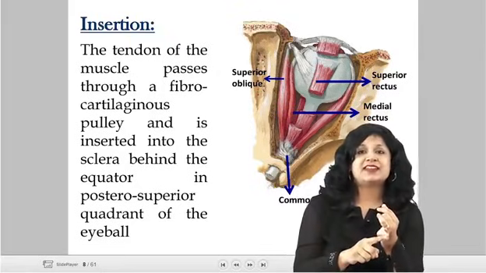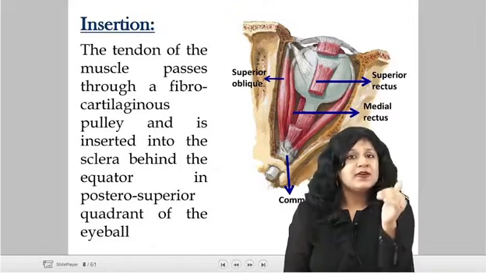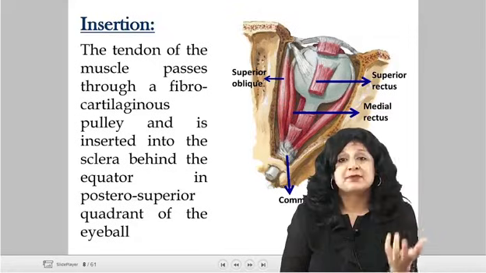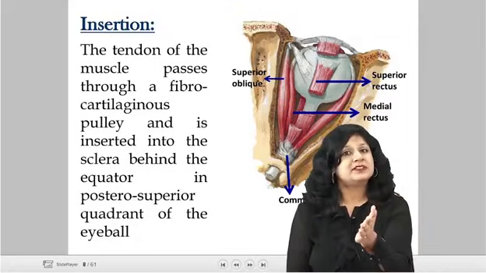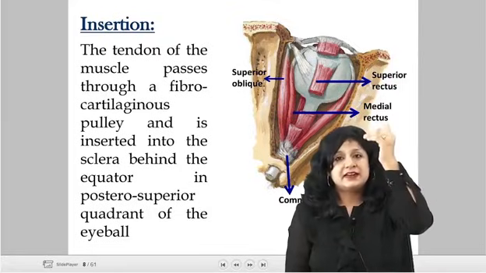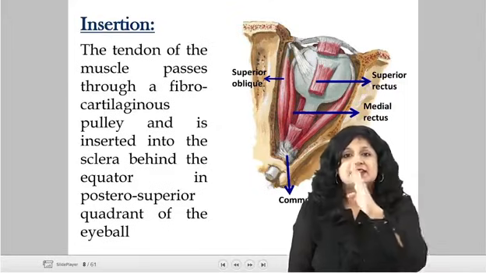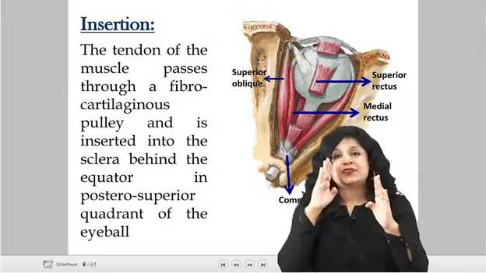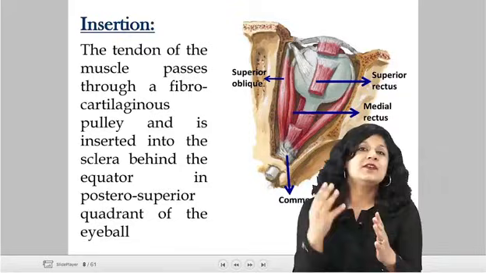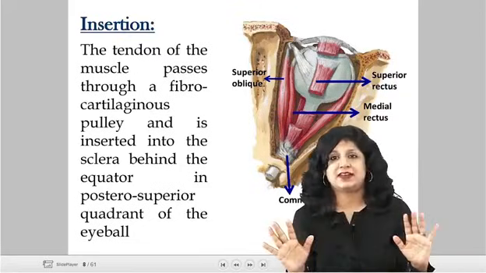S for straight and S for same. So rectus muscles will always take the eye in the same direction. That is another important principle. If I am talking about the superior rectus, it will take the eye superiorly, inferior rectus inferiorly, medial rectus medially, and lateral rectus laterally. They will always take the eye in that particular direction, the same direction.